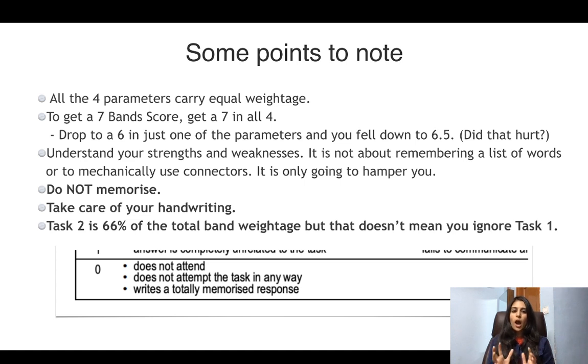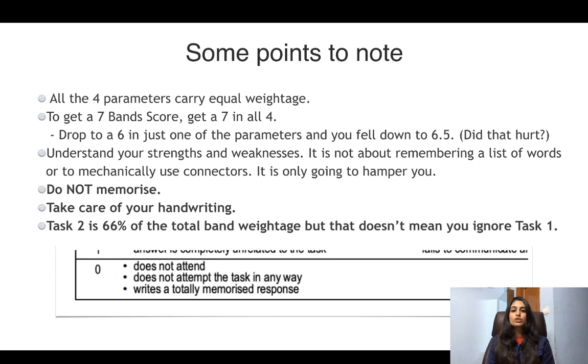And we know how hard it is to cross the 6.5 band score, right? So to get a 7 band score, you need to get a 7 in all the four parameters, and with a drop in any one of the parameters, your overall score drops to 6.5. Now that's something that's scary, right? So we need to give equal attention to all the 4 parameters.